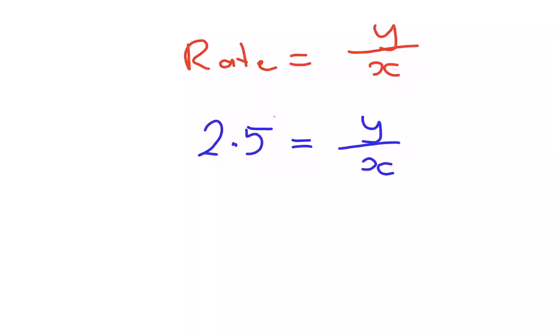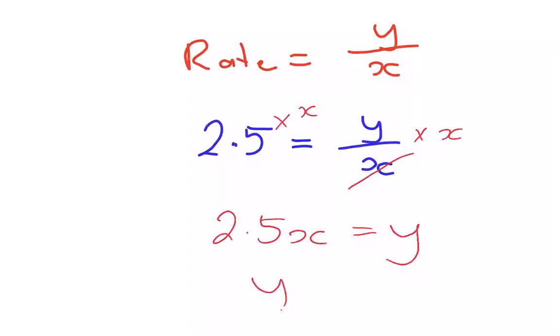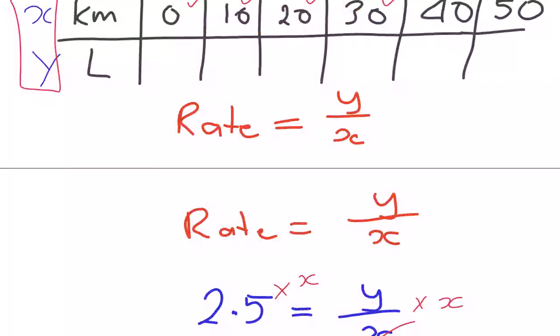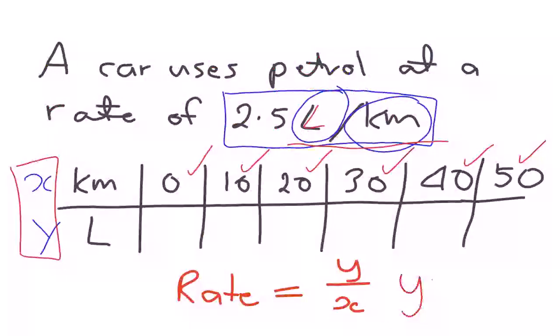So what can I do? I can multiply both sides by x. That will get rid of this x there and leave an x on the other side, and I'll end up with 2.5x is equal to y. I might just rewrite this so it looks a bit nicer. So y equals 2.5 times x. Remembering that y equals 2.5x, given that I've got this whole row of x, I can start putting it in.